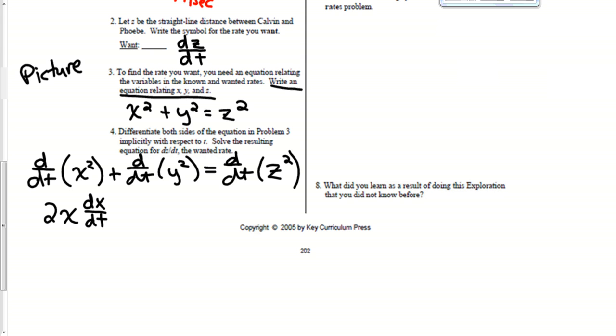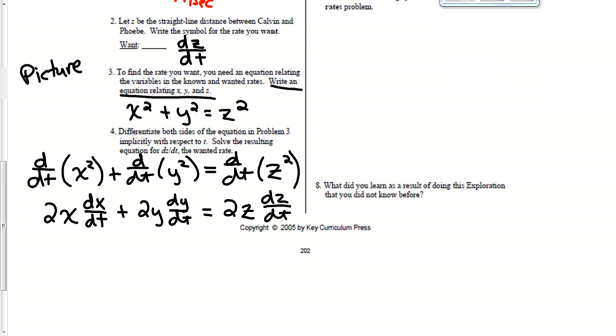Normally, when I'm taking a derivative implicitly, I'm taking the derivative with respect to x. And this term, when I take the derivative of x, would be dx/dx, and I usually don't even write it down because it's a 1. However, I need to pay attention that I am taking the derivative with respect to time. So with my y squared, I'm going to have 2y dy/dt equals 2z, and then times the derivative of z with respect to time. So we have this right here.